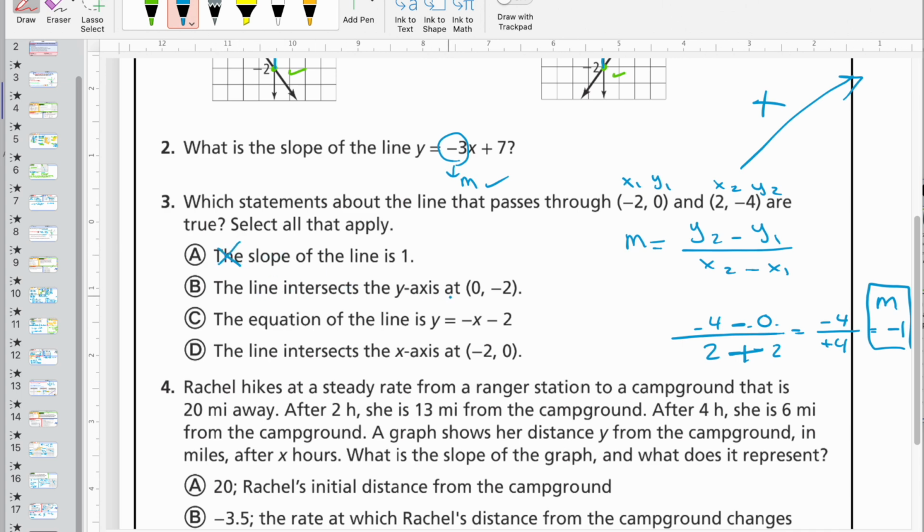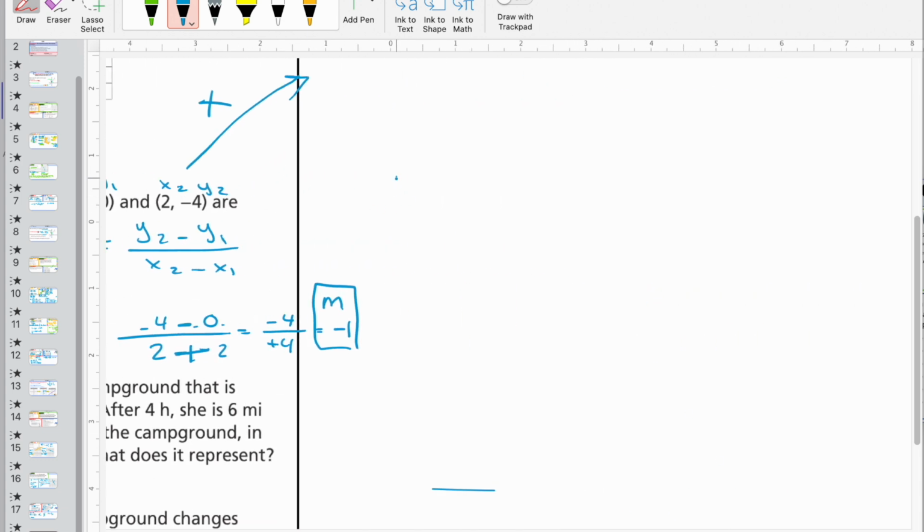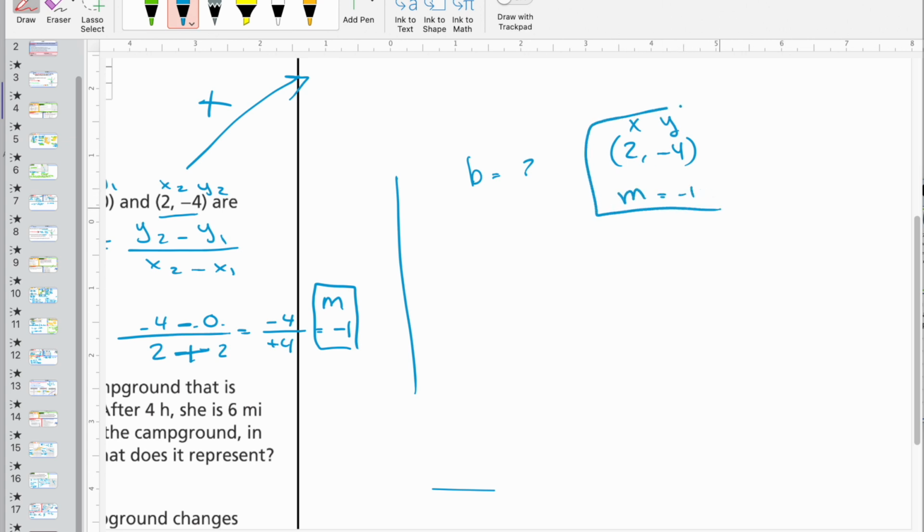The line intersects the y-axis at 0, negative 2. Let's find it out. I have to find B. B equals what? We don't know. I can use this point 2, negative 4 as my x and y, and I can use M as negative 1 to find B. The equation of a line, y equals mx plus b. Substitute everything except b. Y is negative 4 equals m is negative 1 times the x, which is 2, plus b, and solve.